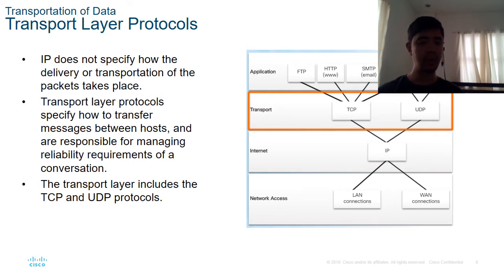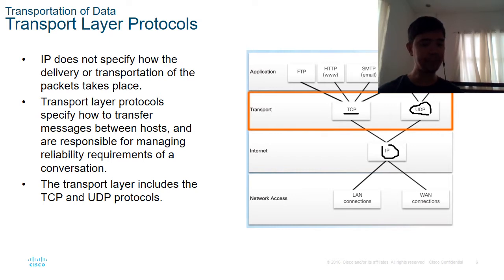There are two main components inside the transport layer, and these are two protocols: TCP, Transmission Control Protocol, and UDP, User Datagram Protocol. There are specific application layer protocols that use TCP, and there are application layer protocols that use UDP. You need to take note of that. IP supports both TCP and UDP.